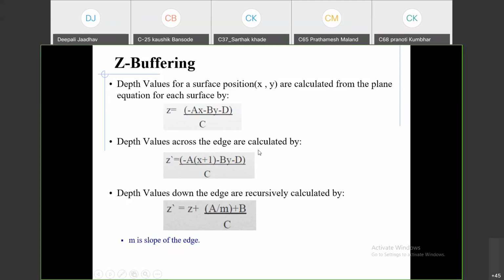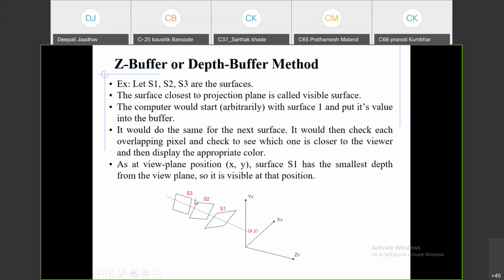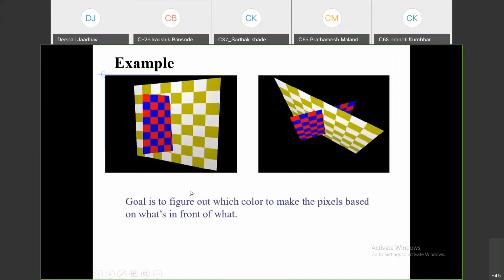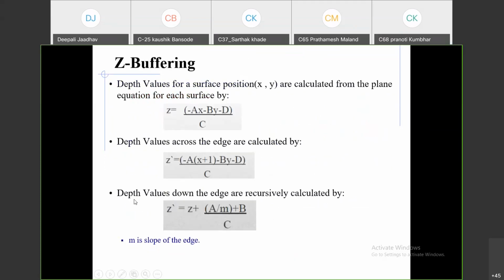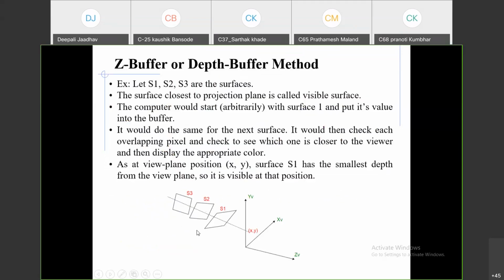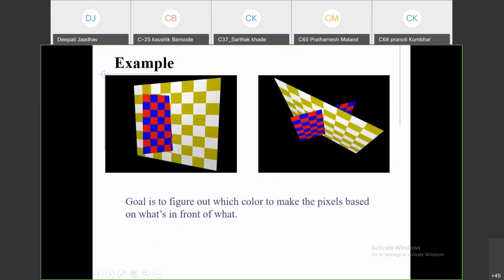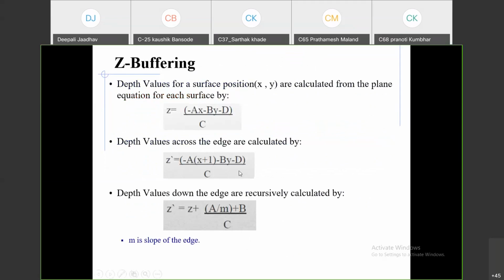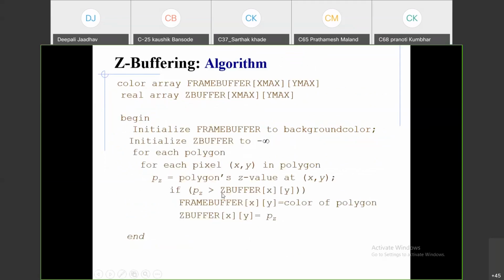Depth value across the edge. So for any surface, here it is the edge, correct? That edge depth value is calculated with the second equation. And the depth value down the edge is recursively calculated with the help of the slope of the edge, correct? If there is an edge, the edge has some slope. Here you can observe that this edge has a different slope, and this edge has a different slope. In this way, the slope of the edge is used to calculate the z value. So these are the equations used to calculate the z values. Now we are going to see the algorithm.